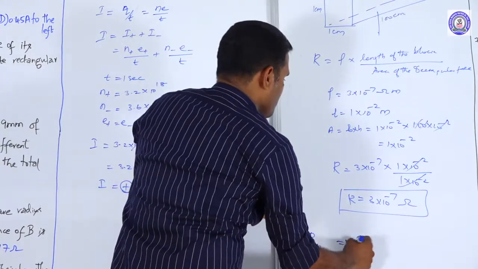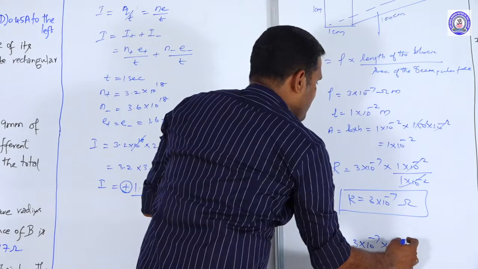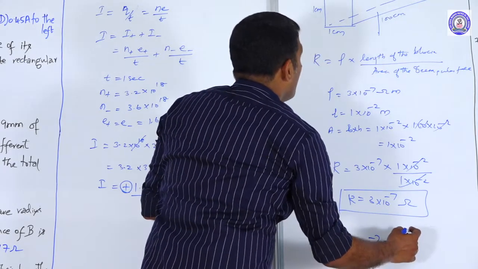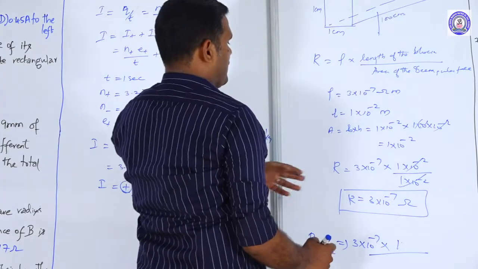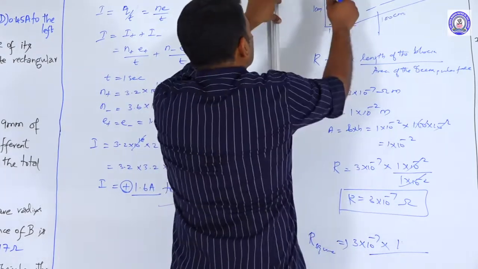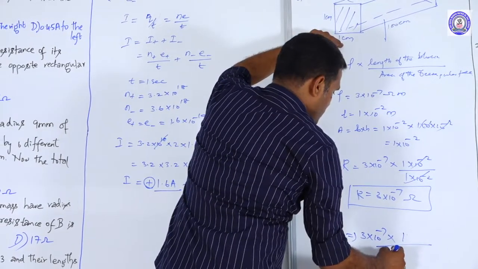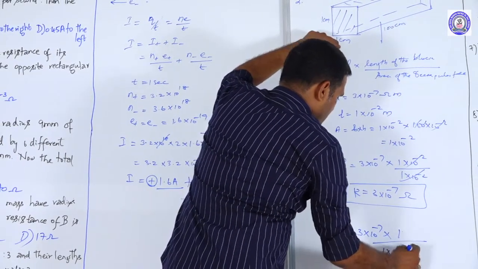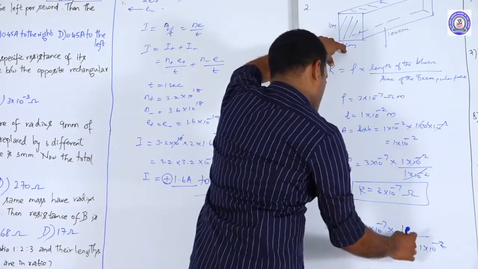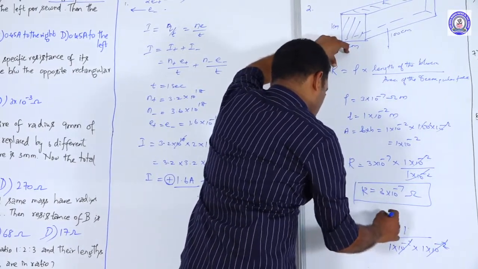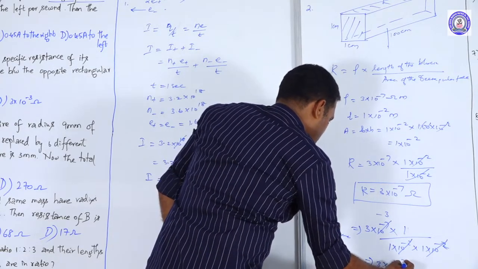R square is equal to 3 into 10 power minus 7 into length, 100 centimeter, so 1 into 10 power 1, divided by the area of this square face, 1 into 10 power minus 2 into 1 into 10 power minus 2. So we will have 10 power minus 4 going off, 10 power minus 3. So this is 3 into 10 power minus 3 ohm.